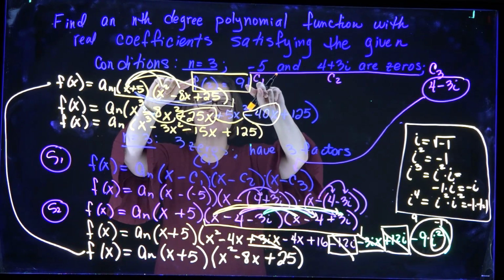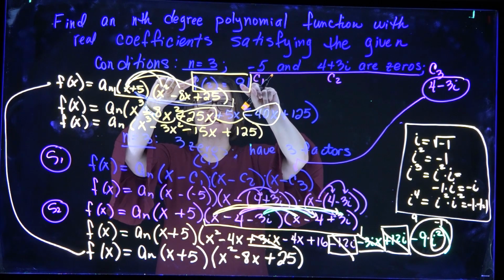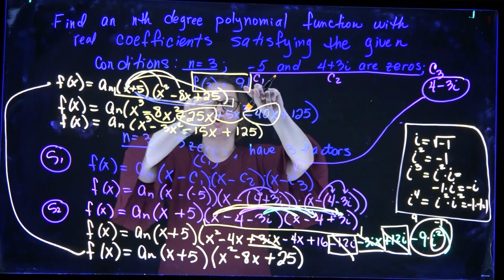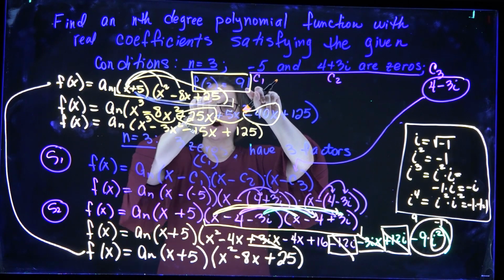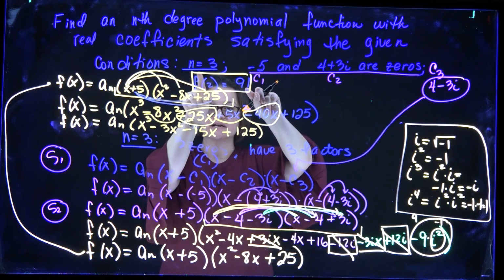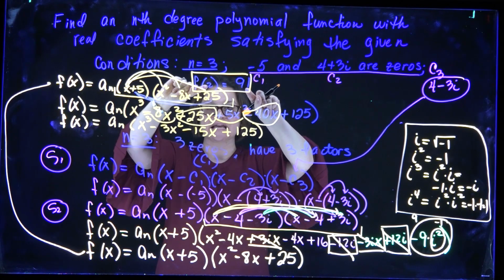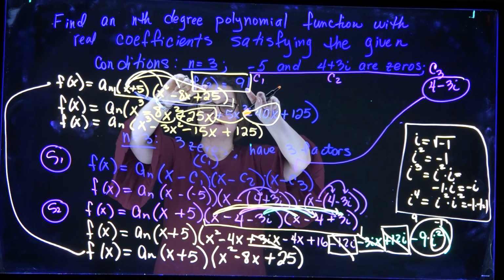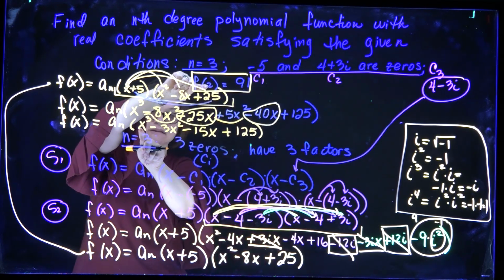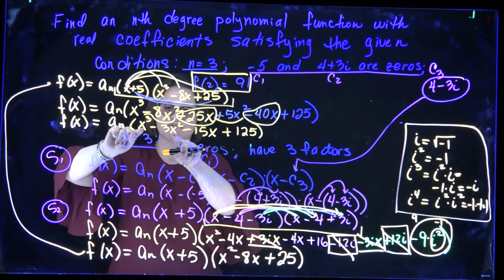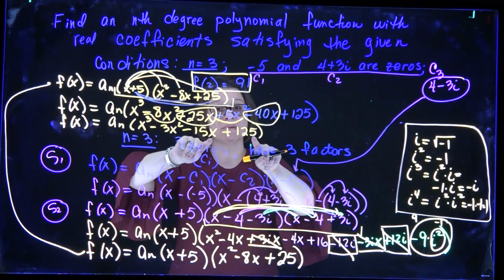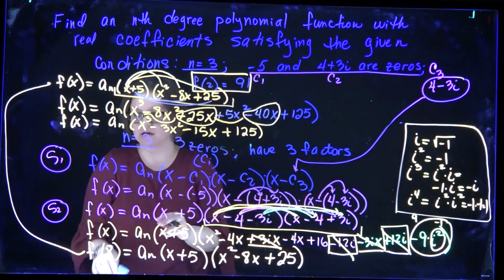Okay, f of 2 equals 91. This tells me that my function value will be 91. My output, my y coordinate of the point, will be 91 if my x is 2, if my input is 2. Well, if the input is 2, that means I can substitute or plug in 2 for each and every one of these x's. So that will be my next step, to find my leading coefficient.